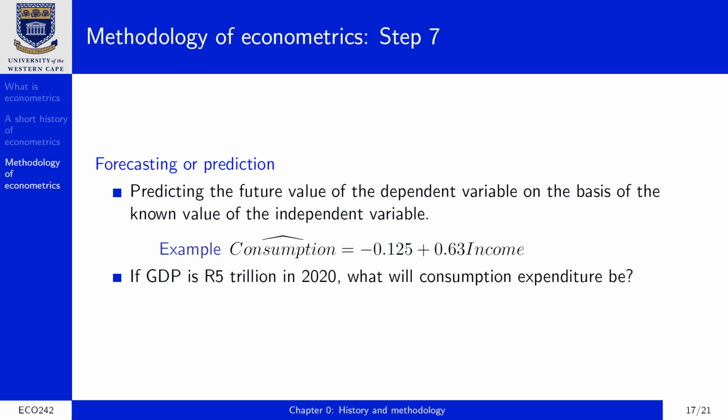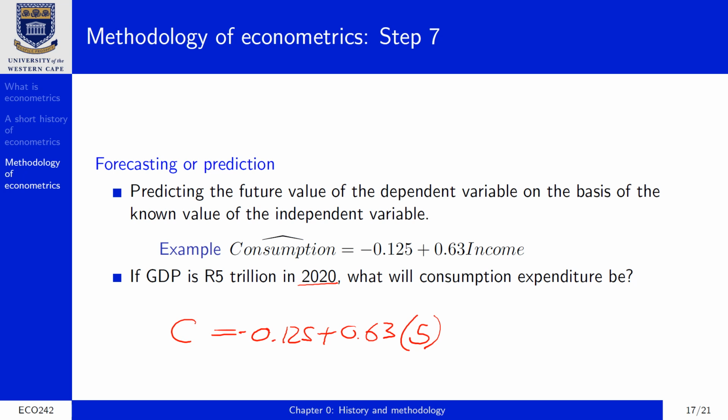Once we've completed our hypothesis testing, we can then use the model for forecasting purposes. In this instance, we might be interested in what level of aggregate consumption we can expect for an aggregate income value of 5 trillion rand, in which case we simply plug the number 5 into this equation, as follows. And then you can solve for C and obtain a predicted value of consumption for 2020.